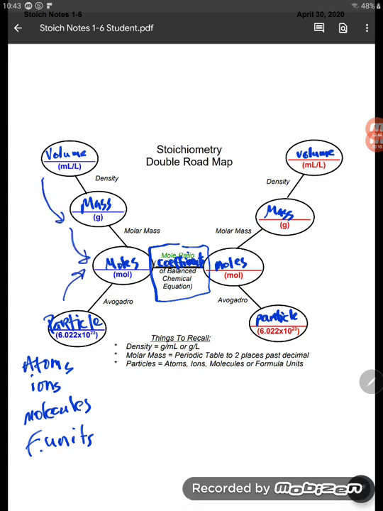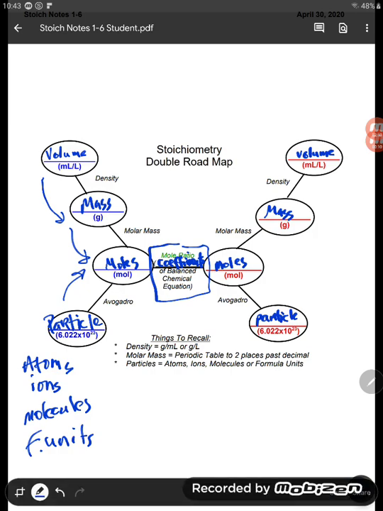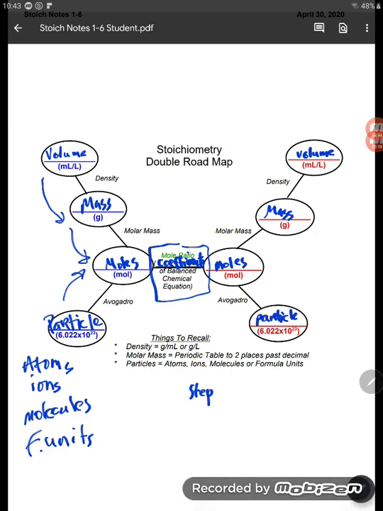If you notice here, look at where each of these goes. They both go to moles. So the first thing that you're going to want to do is to convert to moles. That's kind of like step one.